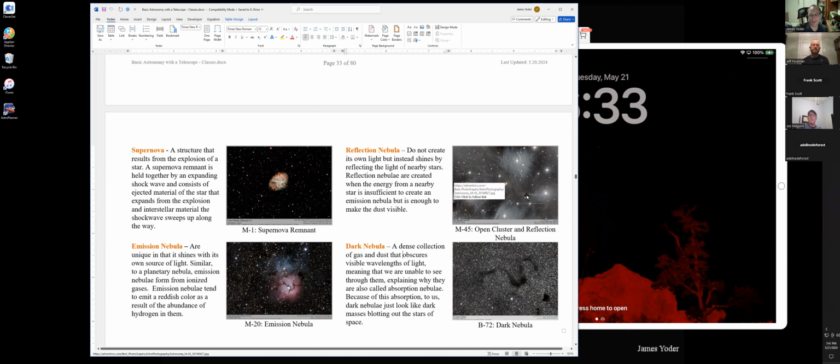Open clusters, again, large. And dark nebulas can be rather large too, especially in the summertime. You're looking down the middle of the Milky Way into the core of the Milky Way, and you're looking through a lot of stuff, so you'll see a lot of the dark nebulas looking in that direction.